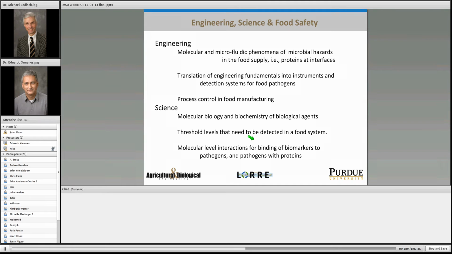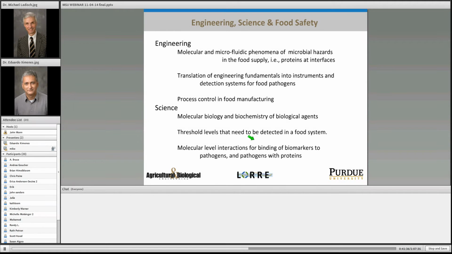And so we looked at the molecular and microfluidic phenomena of microbial hazards in the food supply. Some of the other areas we have looked at and continuing to study, for example, is to what extent microorganisms adhere to different foods. And there are differences among different foods. And what you'd like to do, of course, is be able to get the microorganisms in a living form, away from the food, in a liquid extract, so you can then further probe for presence of pathogens.